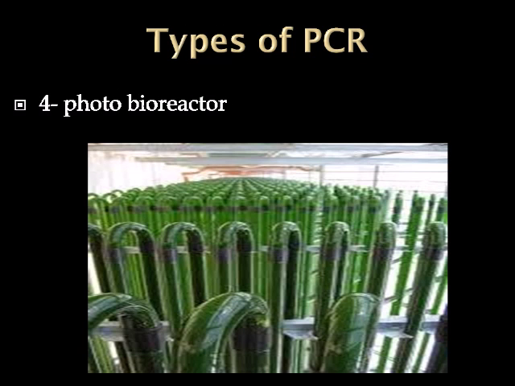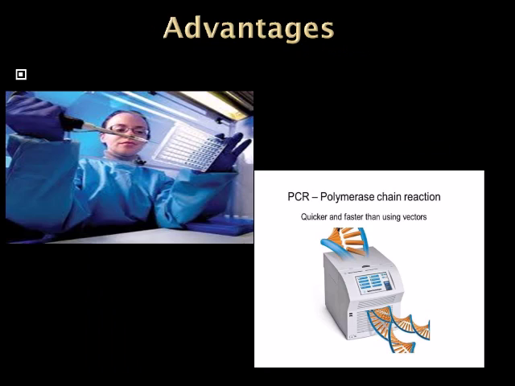A photobioreactor is a bioreactor that utilizes a light source to cultivate phototrophic microorganisms. These organisms use photosynthesis to generate biomass from light and carbon dioxide and include plants, mosses, macroalgae, microalgae, cyanobacteria, and purple bacteria. Advantages of PCR.